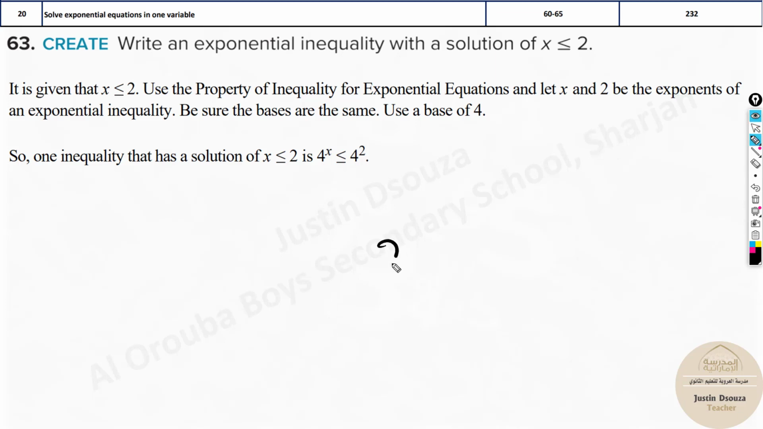Because if you have, say, for example, 2 to the power x plus 3 less than 2 to the power 5, we have this power.